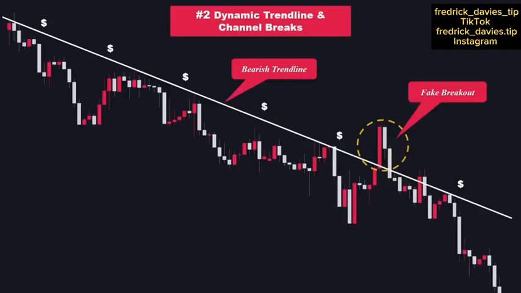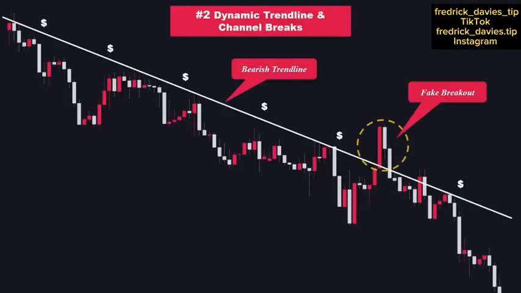Additionally, this breakout generates excitement among more traders, leading them to believe that it's the right time to ride the upward wave. They place their buy orders and enter the market, while also adjusting their stop losses below the trendline, creating a potential target for the price.